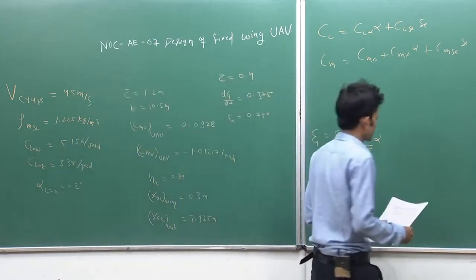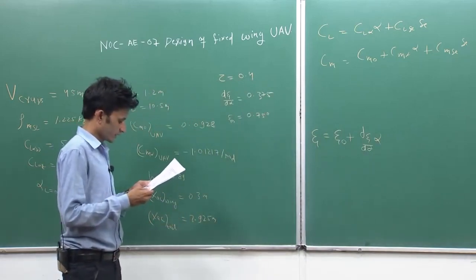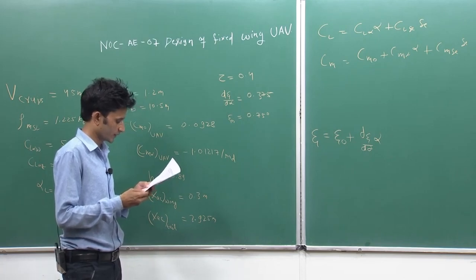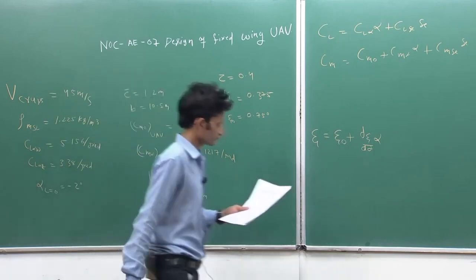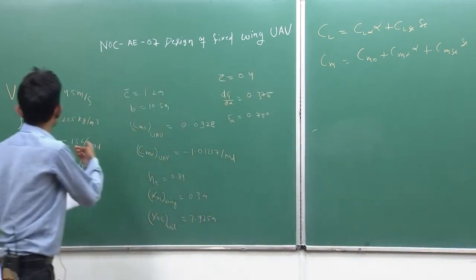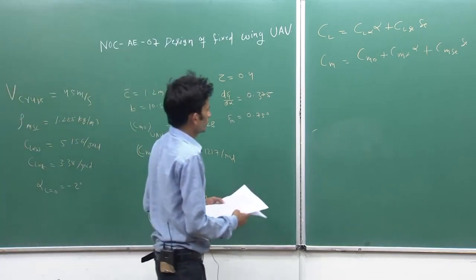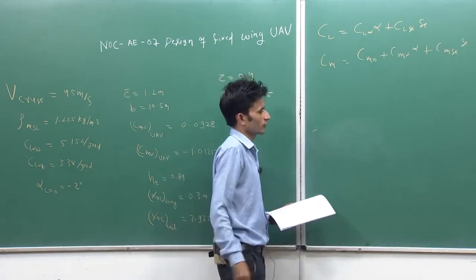So we will solve the first problem. The first problem is to find the location of the neutral point of the above fixed wing UAV from the wing leading edge. So in the first question you have to find the neutral point. See, the information is given, using this information you can find it. First you have to think in which equation the neutral point will come.